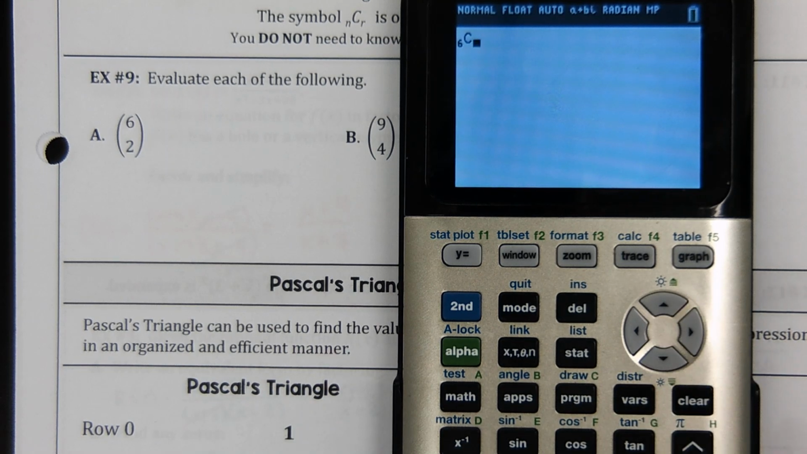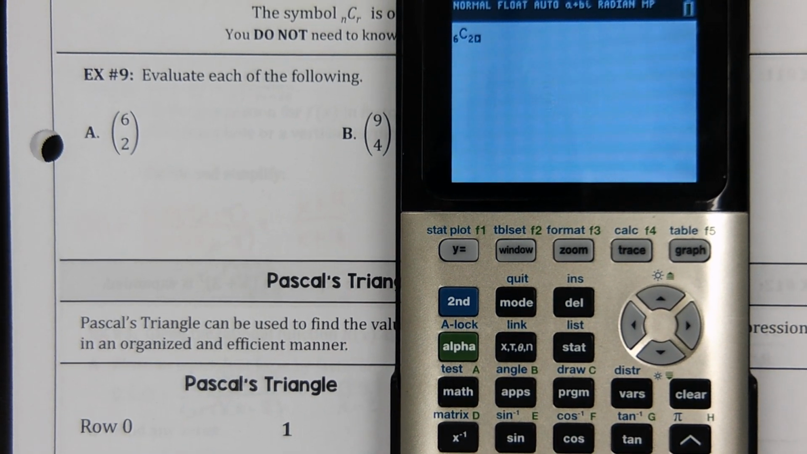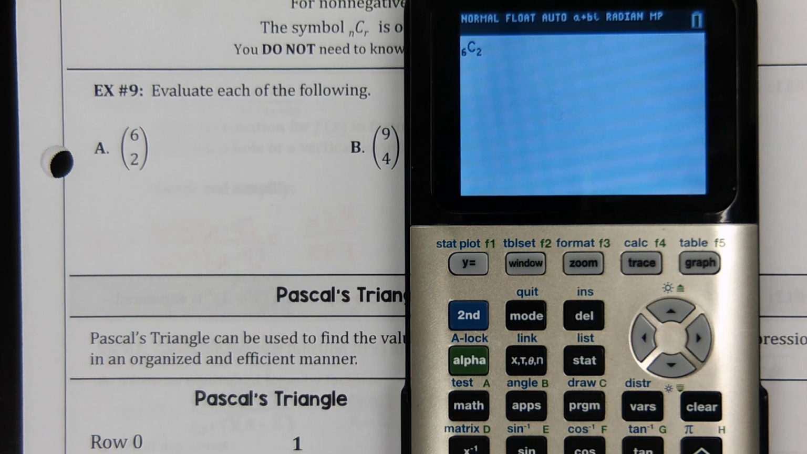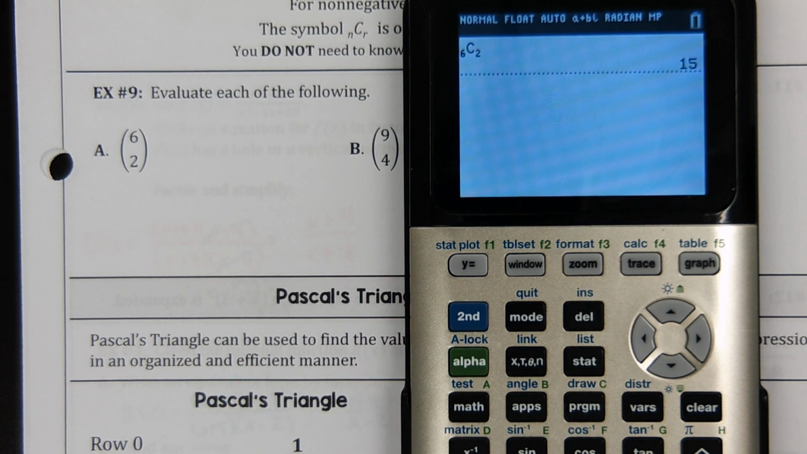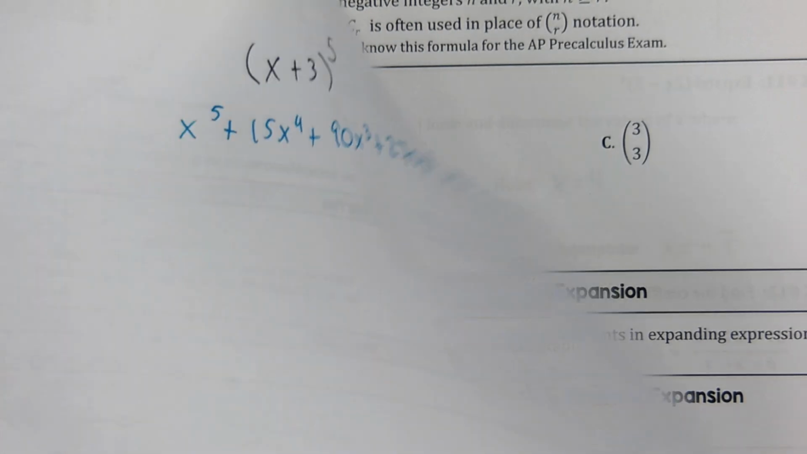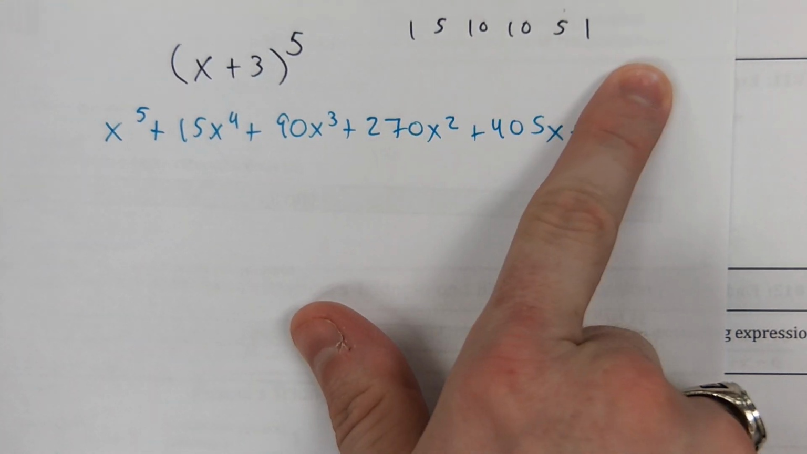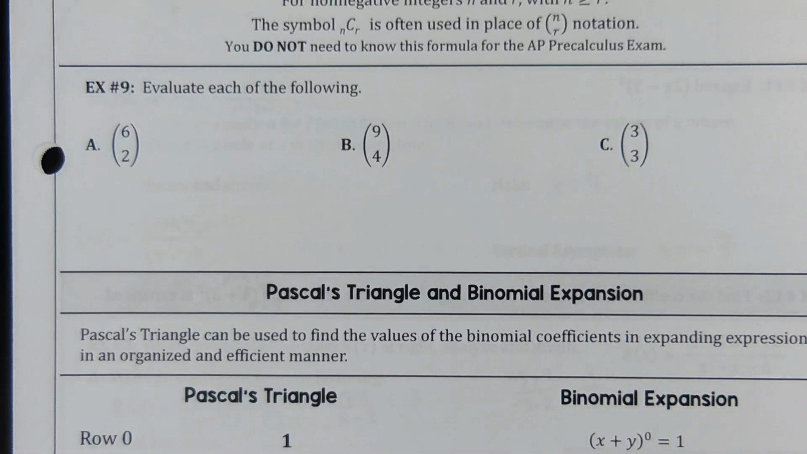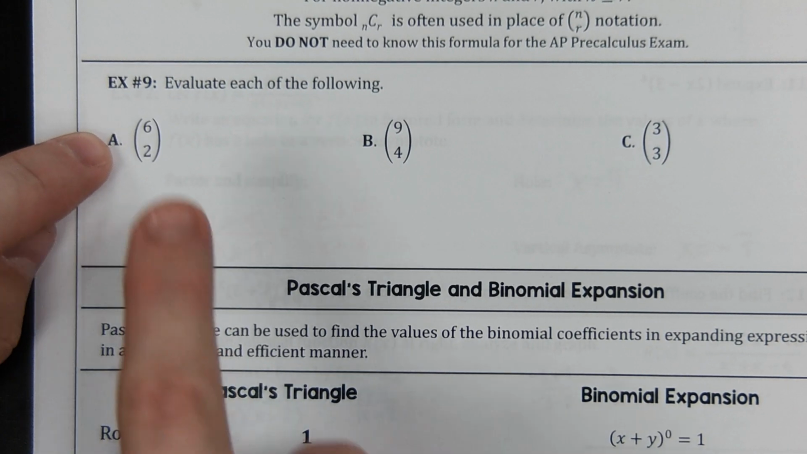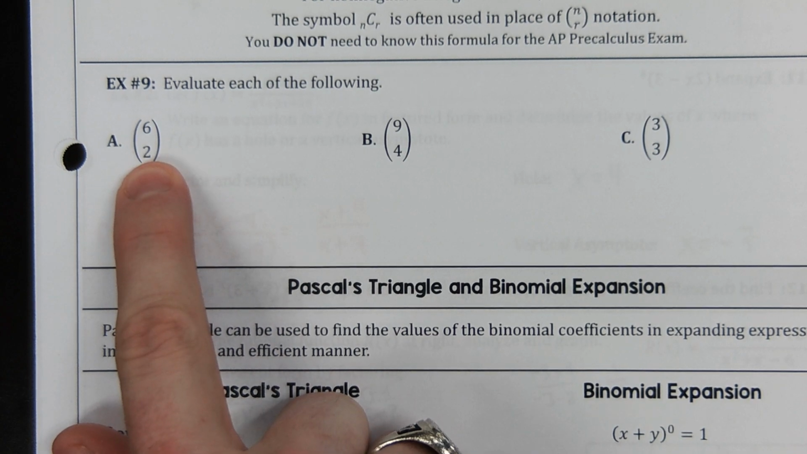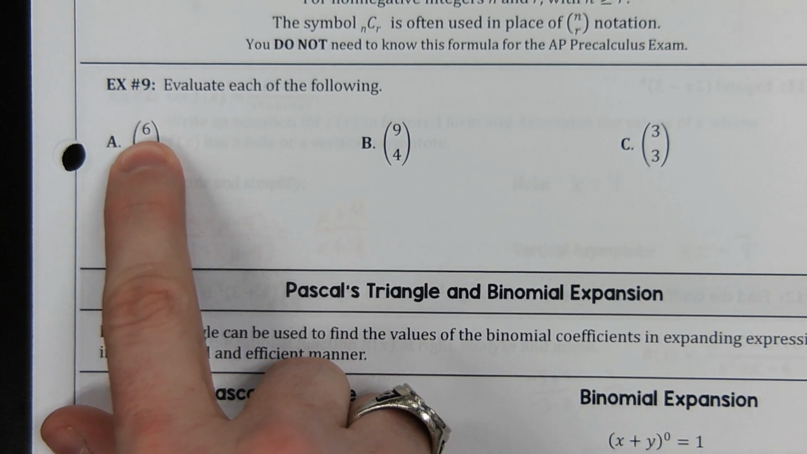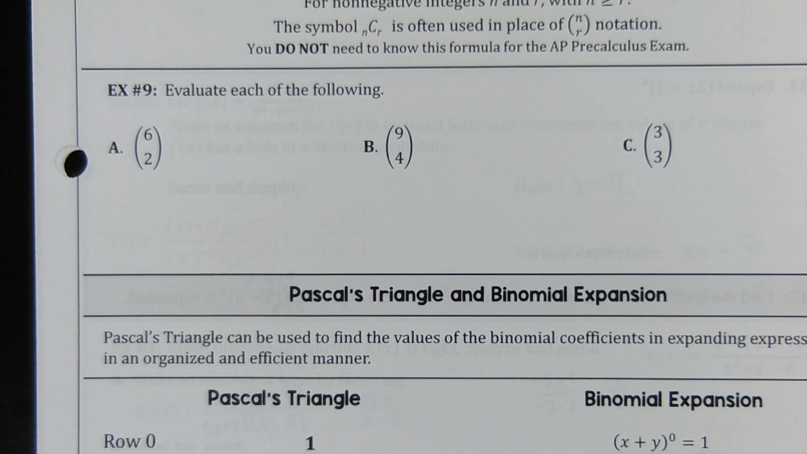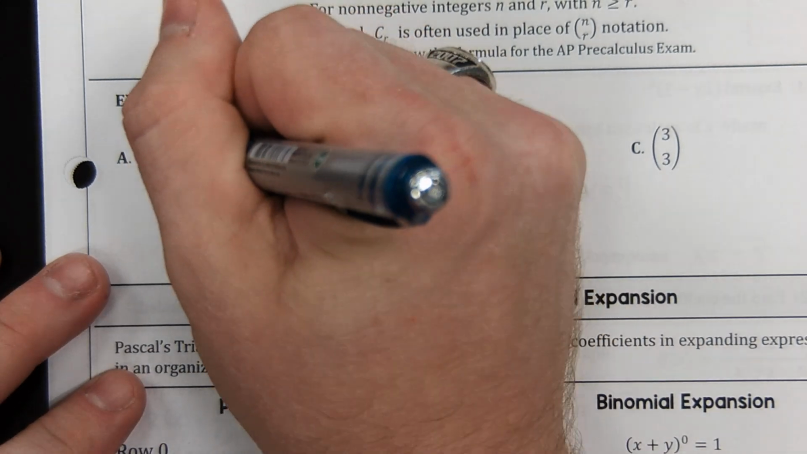Put a 6 here, put a 2 here. This is 6 choose 2. This means how many different ways can you pull a group of 2 from a group of 6 if order doesn't matter? 15 ways. This is known as a binomial coefficient. These numbers are binomial coefficients for the expansion of 5. This one would be the second number in the expansion of 6, is what that essentially is saying. Anyway, 6 choose 2 we got was 15.